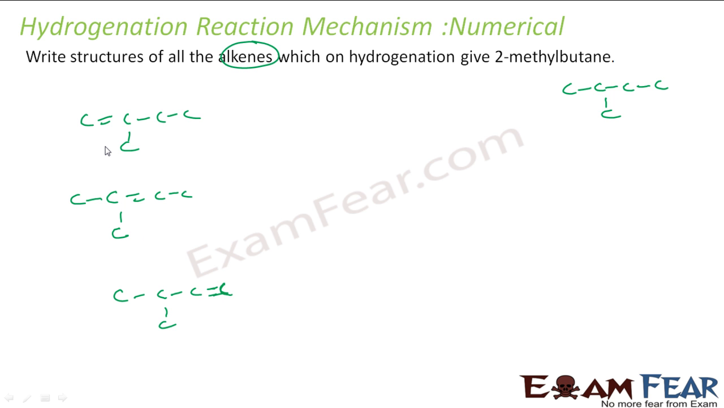You can add hydrogen to it. These are my 4 possible structures of alkenes. In all of these, if you add hydrogen in the presence of any catalyst, it will give you this.